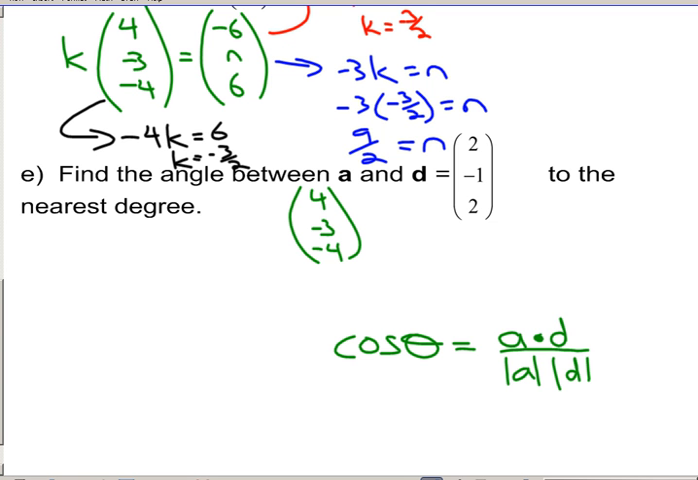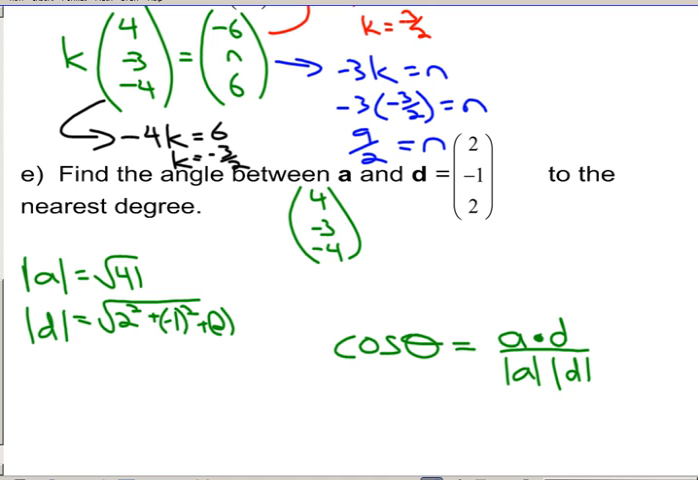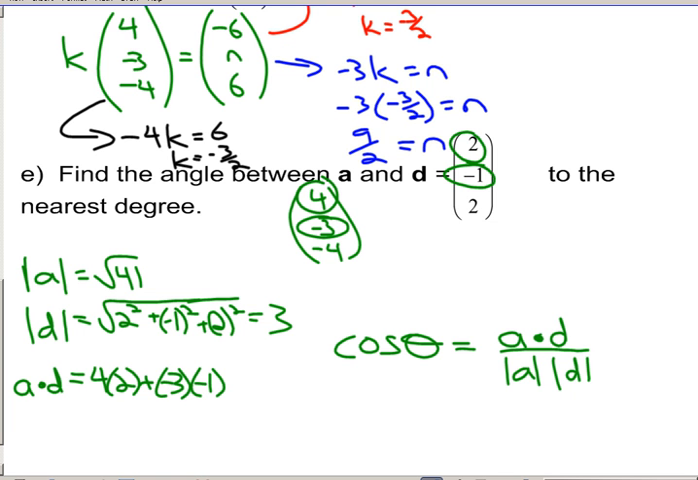Which means we've got to find a few things. We already know that the magnitude of A is root 41. We better find the magnitude of D, which would be the square root of 2 squared plus negative 1 squared plus 2 squared. That'll be 4 plus 1 plus 4, or the square root of 9, which is just 3. Last thing we need to find is A dot D. That just means top line times top line, 4 times 2, plus middle row times middle row, negative 3 times negative 1, plus bottom times bottom. Okay, if we work that out, we'll get 8 plus 3 minus 8, or a dot product of just 3.